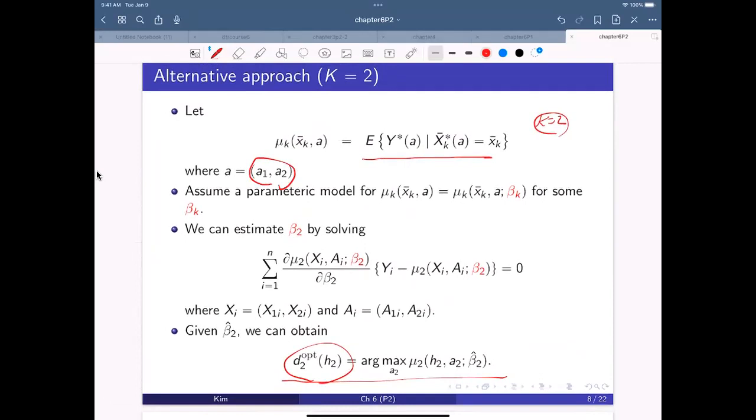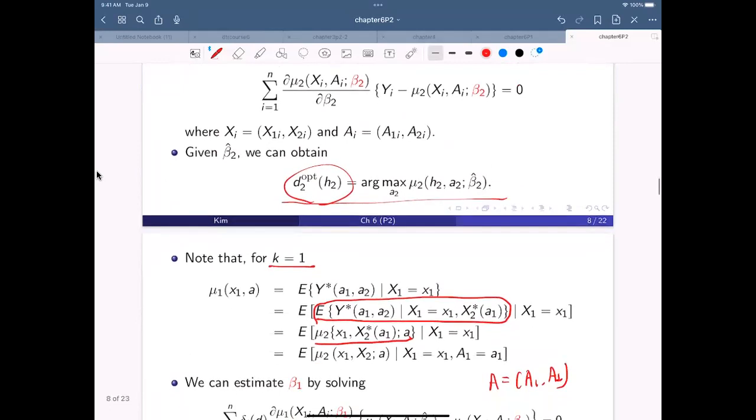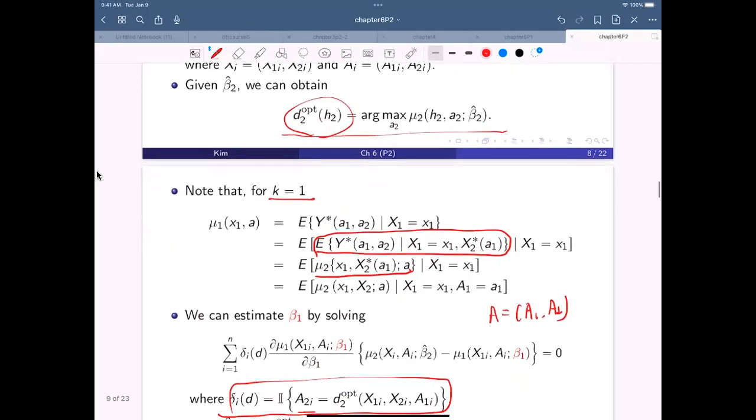It's not just, so you have A1 and A2, right? So here, for example, this one is a potential outcome of A1 and A2 given X1. Then the randomness. So basically we want to fix this for particular A1 and A2.